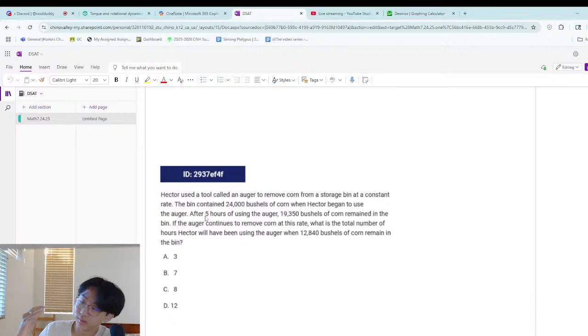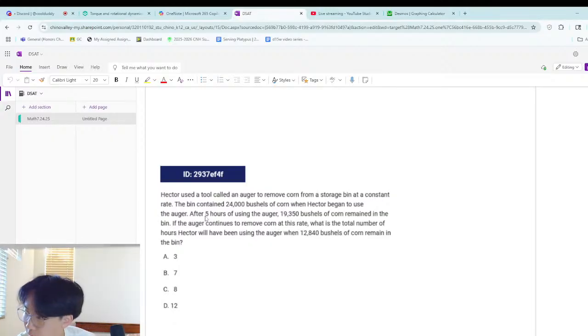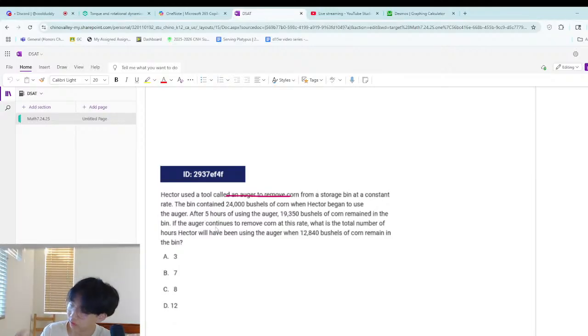So that's a lot, right? But we want to break this problem down into small pieces for us to digest. Looking at this, I note that there's 24,000 bushels of corn initially. I think here we can assume that we have a linear decreasing function. In my head, I'm visualizing a line on a graph that's decreasing, right?